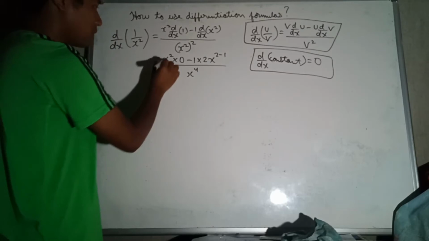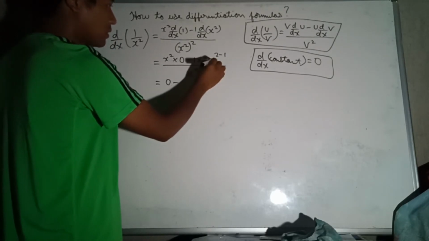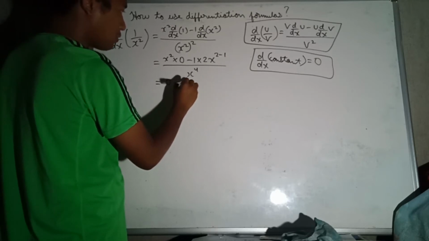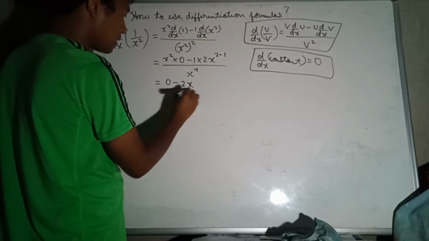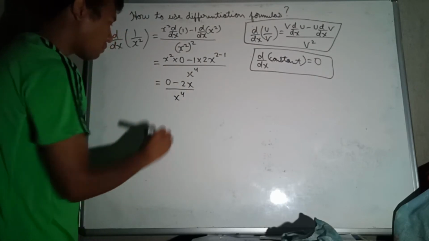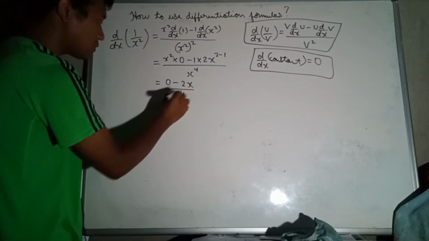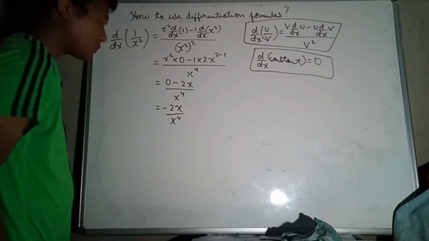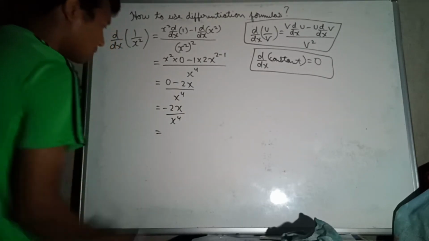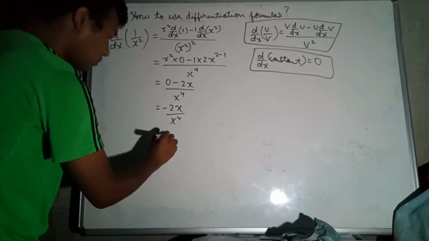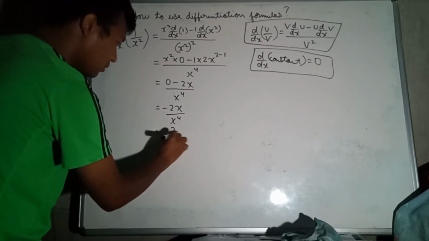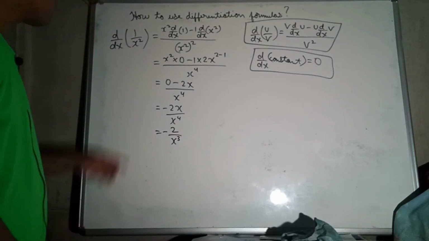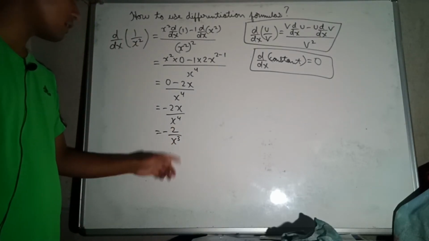So this is equal to x squared into 0 is 0, minus 1 into 2x to the power 2 minus 1, which is 2x, divided by x to the power 4. So this is equal to 0 minus 2x by x to the power 4. The x cancels, so it is minus 2 by x cube. So d/dx of 1 by x squared is minus 2 by x cube.